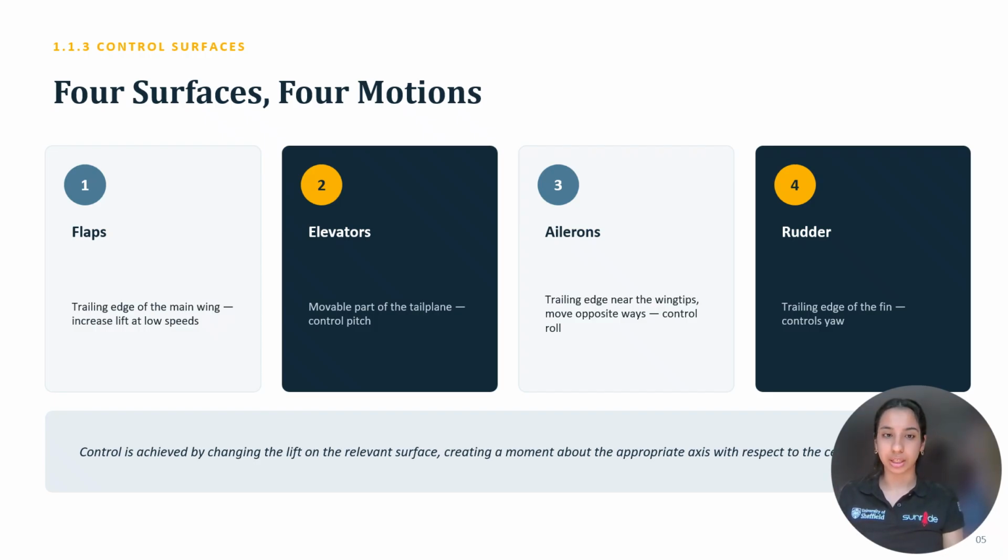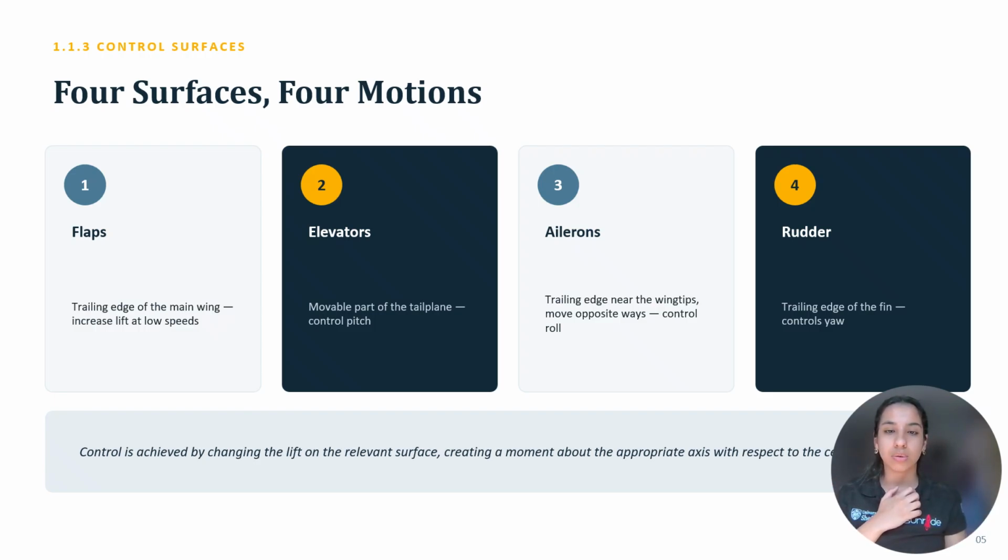We've got elevators. They are the movable parts of a tailplane. We talked about tailplanes, and they control the pitch. That's what an elevator does. It's a surface part of the tailplane. You've got the ailerons. They're also part of the wing. It's also near the trailing edge, but it looks different to the flaps. I'll show you the picture, and you'll understand more from what I'm saying.